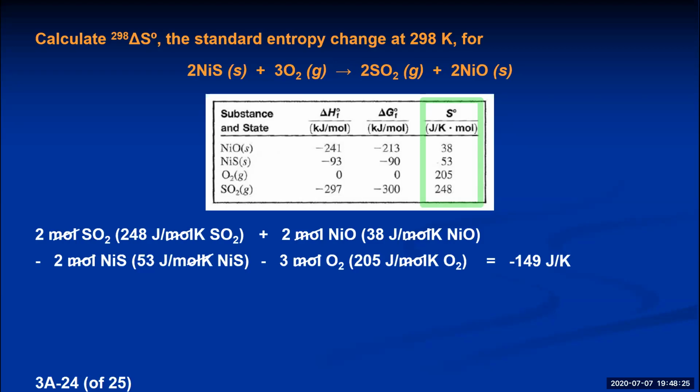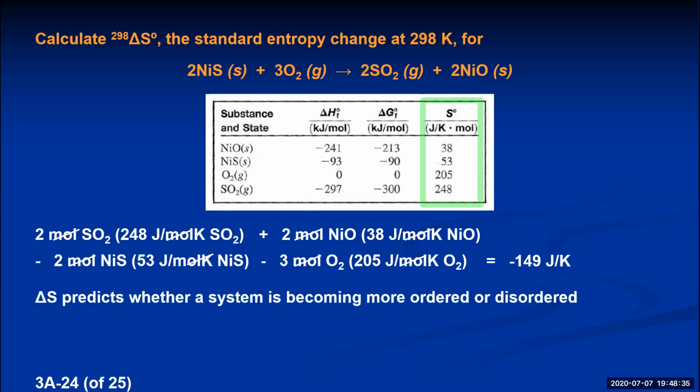So when you calculate the entropy change for a reaction, the sign of the answer is what's important. If the sign comes out negative, that means that the system is becoming more ordered. So delta S predicts whether a system becomes more ordered or disordered. And because this is a negative number, this says the system is becoming more ordered. If delta S is ever a positive number, that means the system is becoming more disordered.